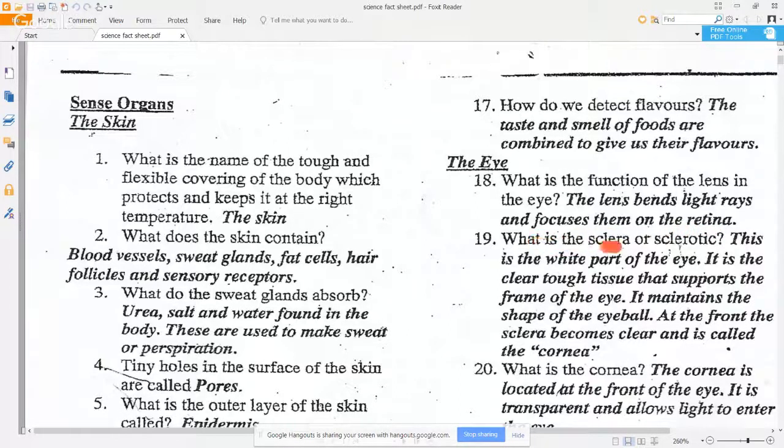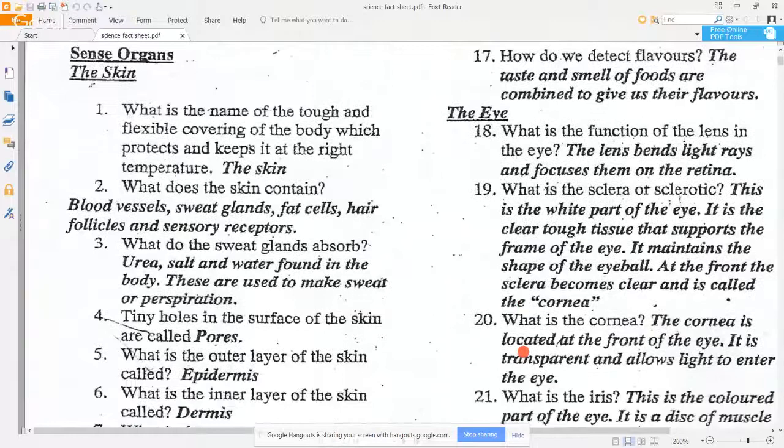What is the sclera or the sclerotic? This is the white part of the eye. It is the tough tissue that supports the frame of the eyeball. It maintains the shape of the eyeball. At the front of the sclera, it becomes clear and is called the cornea.